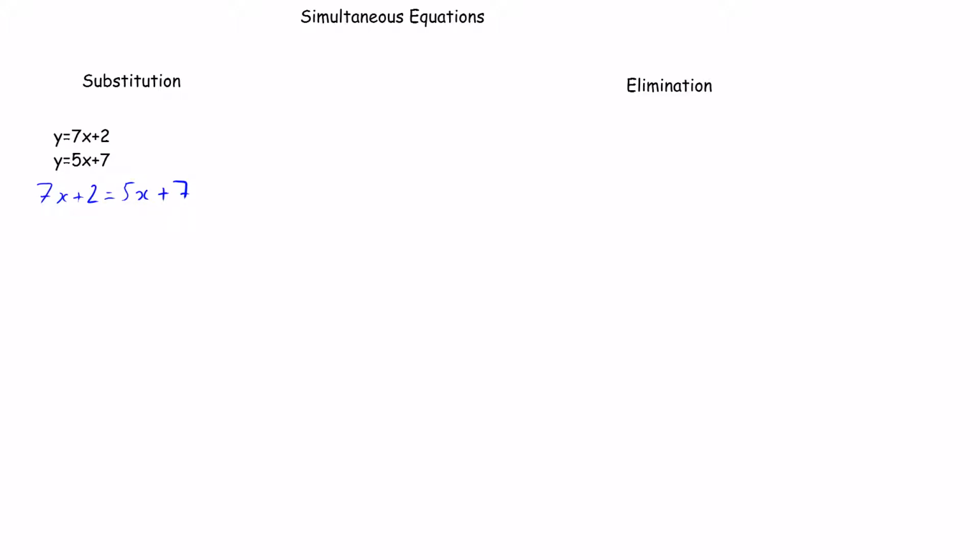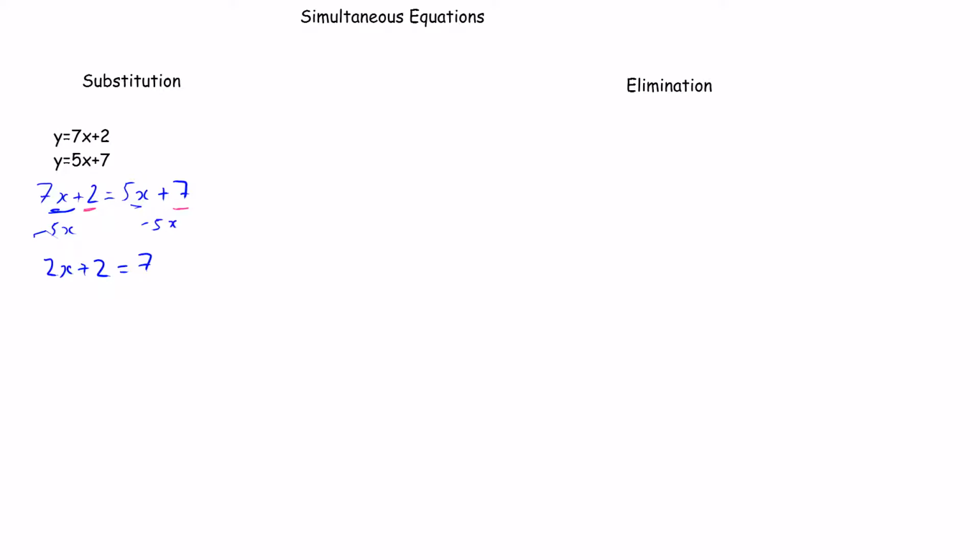Now, using standard algebraic manipulation, we're going to try and get all of the x's on one side and all of the integers, or the constants, on the other side. If we subtract 5x from both sides, for it still to remain an equation with both sides equal, we must do the same thing to each side. That will give us 2x plus 2 equals 7.